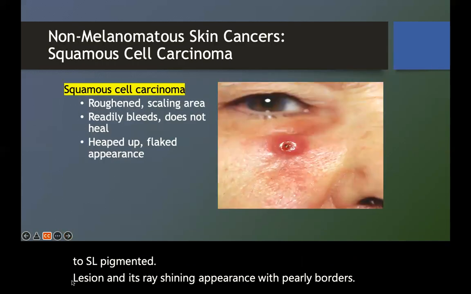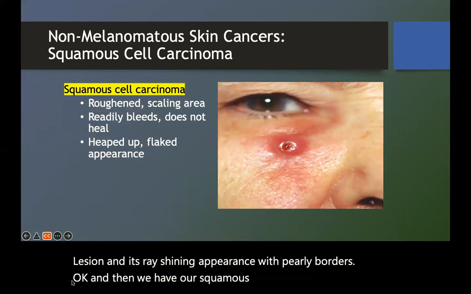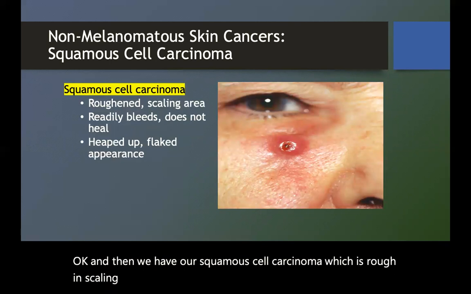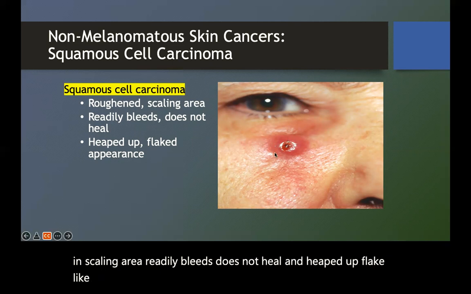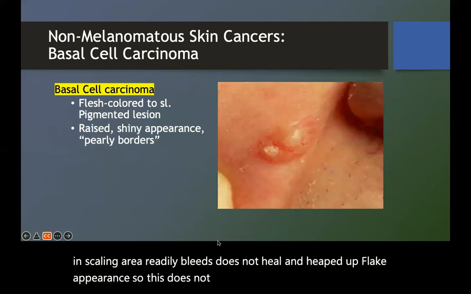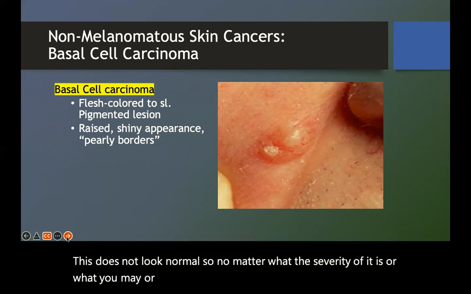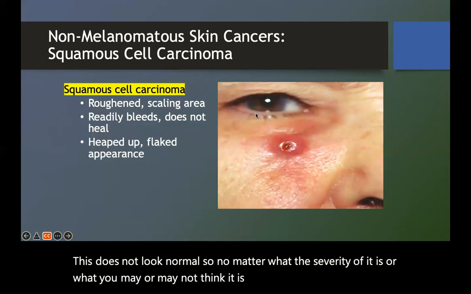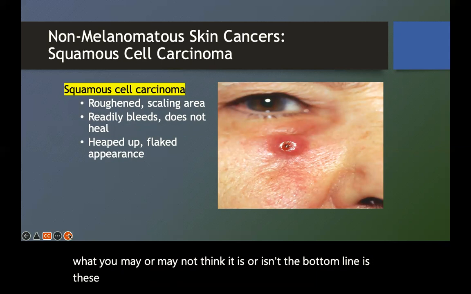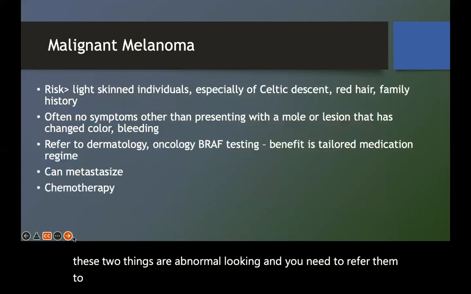Okay, and then we have our squamous cell carcinoma, which is a roughened scaling area, readily bleeds, does not heal, and has a heaped up flake-like appearance. So this does not look normal. No matter what the severity of it is or what you may or may not think it is or isn't, the bottom line is these two things are abnormal looking and you need to refer them to a dermatologist for sure.